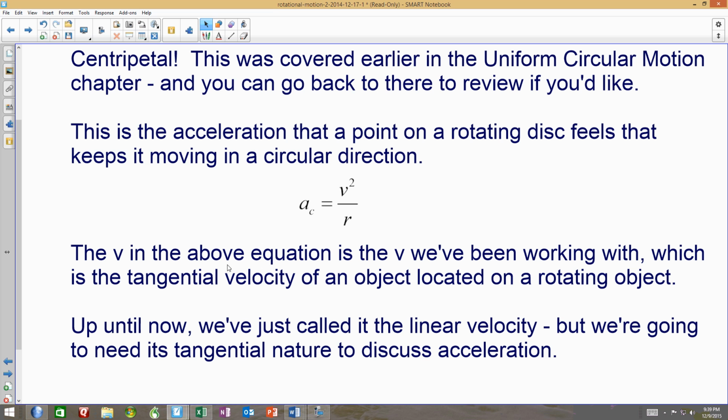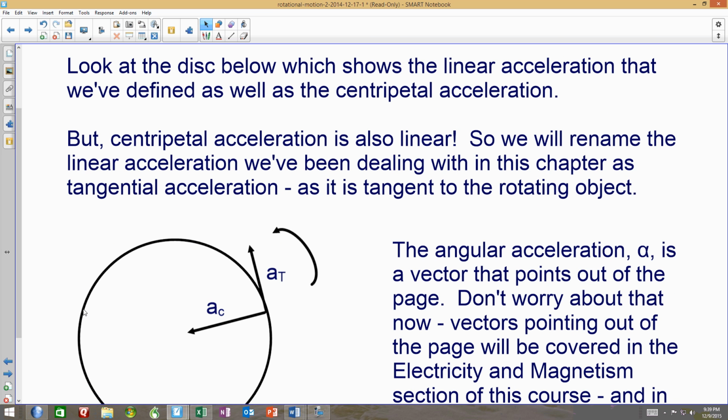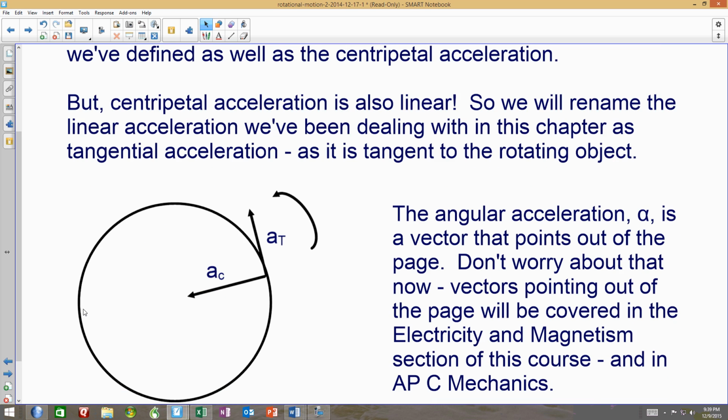Up until now, though, we've just called this the linear velocity, but we're going to need its tangential nature to discuss acceleration. Okay, so look at this disk below here. It shows linear acceleration that we've defined, as well as the center-seeking acceleration. But centripetal acceleration is also linear. So we will rename the linear acceleration we've been dealing with in this chapter and call it tangential acceleration, because it's tangent to the surface or tangent to the circular path.